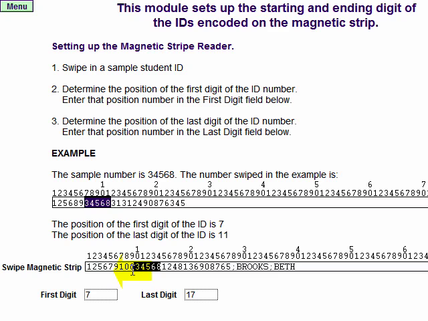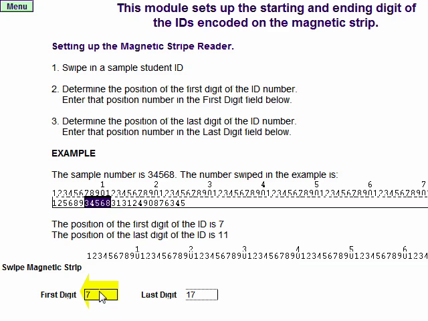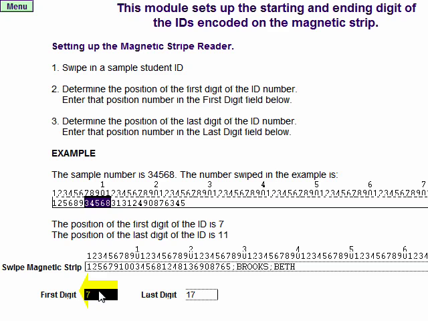We use the number scale above the swipe number to determine the position of the ID number within the swiped entry. After looking at the student ID number on the front of the card, we determine that the position of the first digit of the ID number is in position 10 in the swiped number. We enter that position number 10 in the first digit field below.